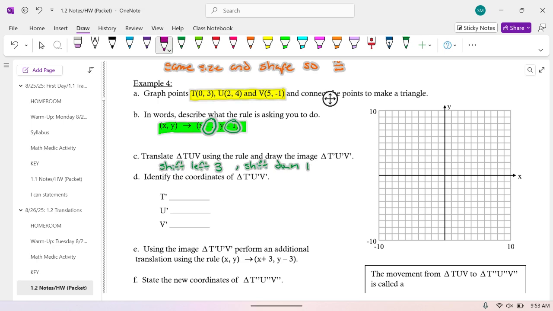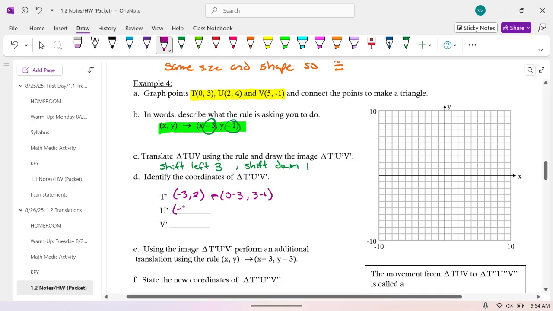So for t prime, I would do 0 minus 3 and then 3 minus 1, and that should give me my new point, which that would be what? -3, 2. What would my new u prime be? -1, 3. Good. 2 minus 3 is -1. 4 minus 1 is 3.